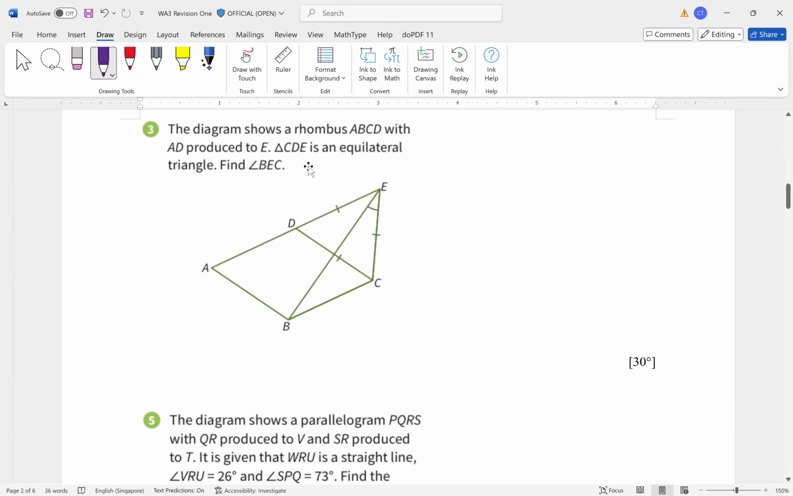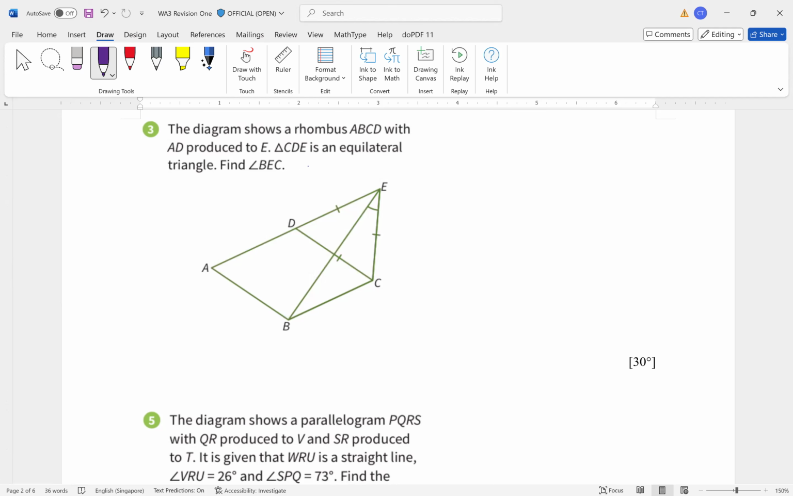Okay, let's look at question 3 now. So diagram shows a rhombus ABCD with AD produced to E, all right? Okay, AD produced to E means you extend the line AD and then you go further down and then point E is on the extension, okay? A triangle CDE is an equilateral triangle. So CDE is an equilateral triangle.